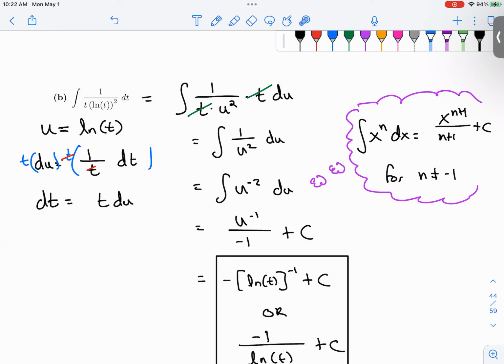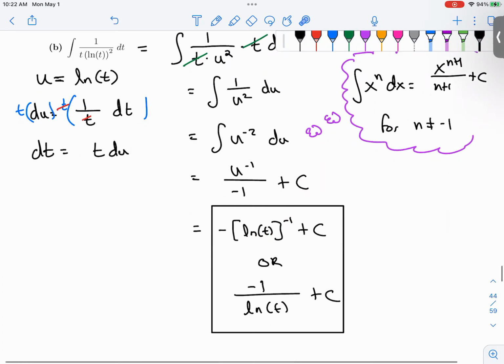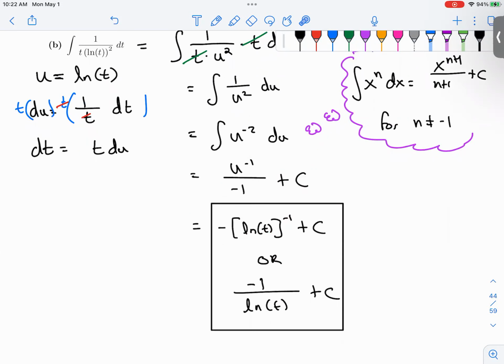Then we'll use the power rule. -2 plus 1 is -1, so it's u to the -1 over -1, plus c. Then we can rewrite it as negative ln of t to the -1 plus c, or if you want to write it without a negative exponent, -1 over ln of t plus c. Notice that we don't have absolute values here, because we weren't integrating 1 over u. Our u was ln of t, so we didn't need to replace it with absolute values.